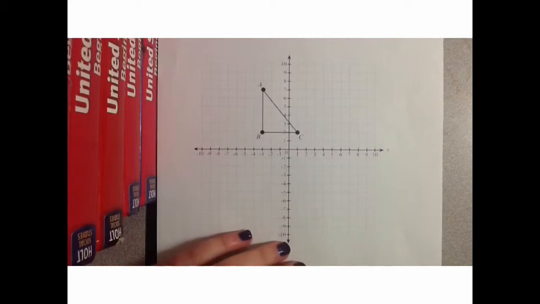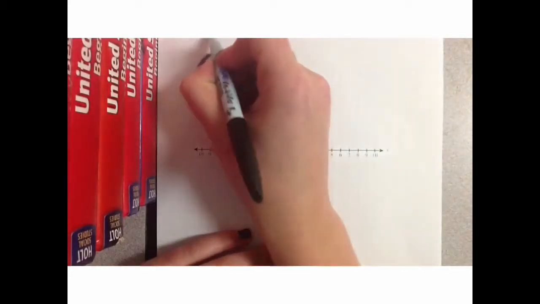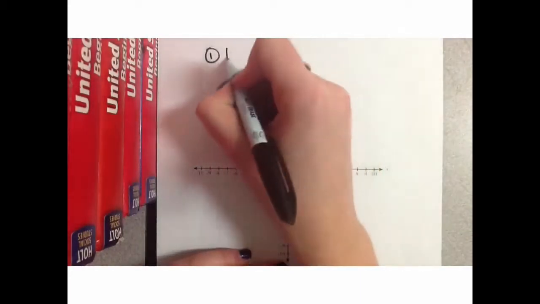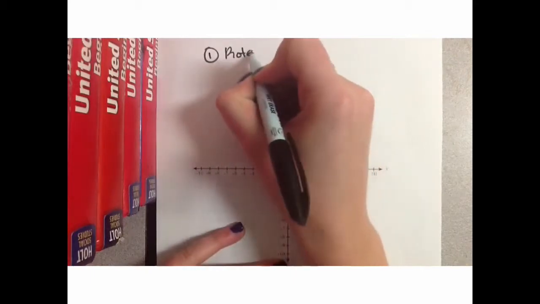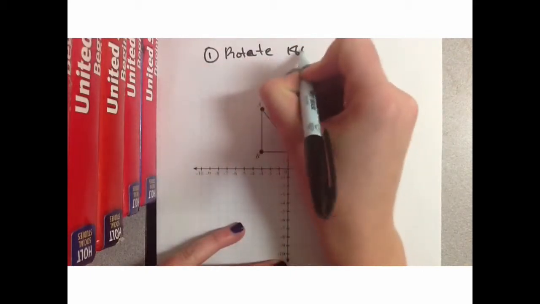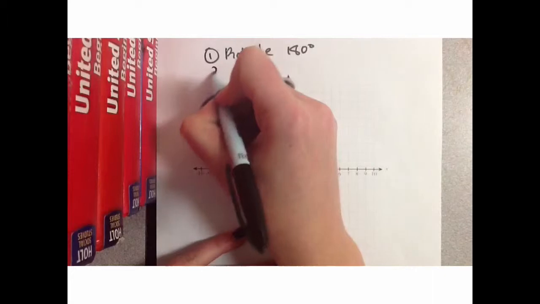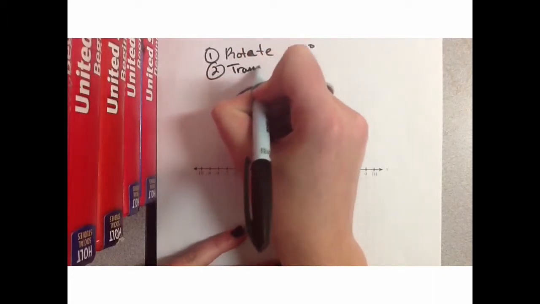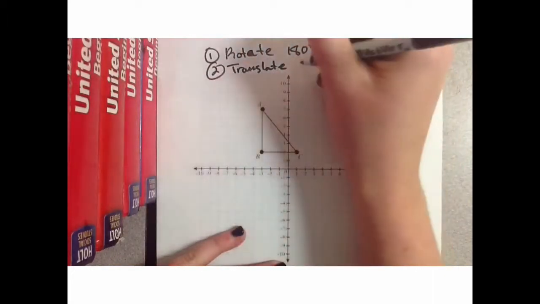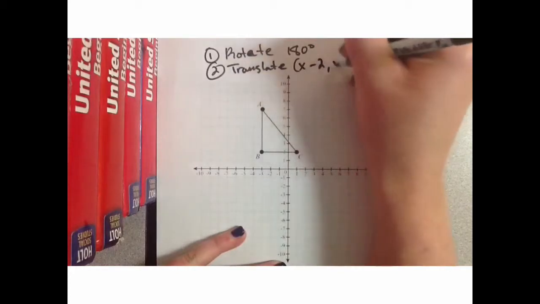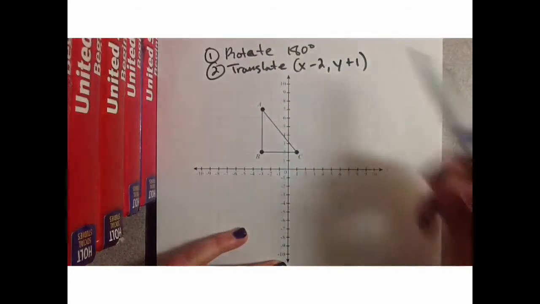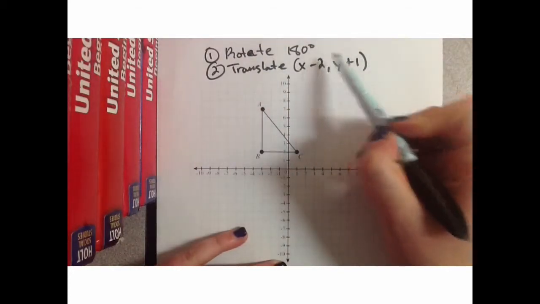All right, guys. Here's our second example. The first thing I'm going to do with this triangle is I'm going to rotate it 180 degrees. The second thing I'm going to do with it is I'm going to translate it using our coordinate notation. So we'll do x minus 2, y plus 1, which of course means 2 to the left and 1 up.